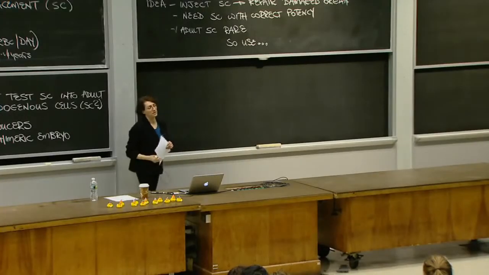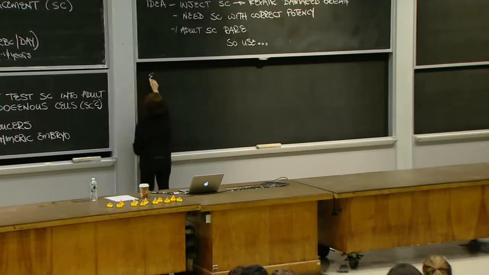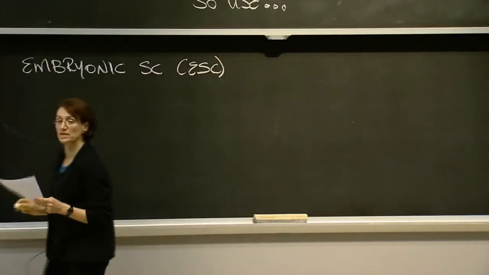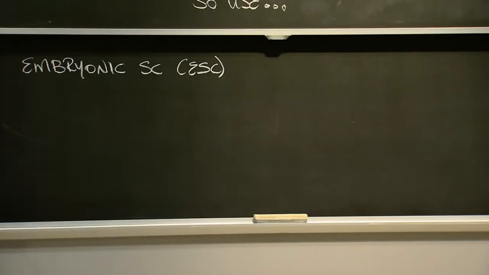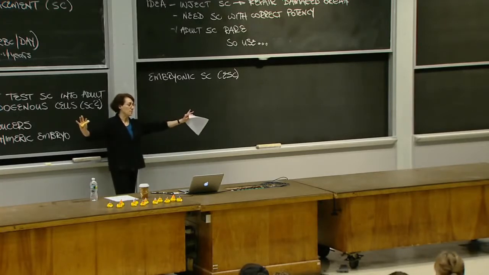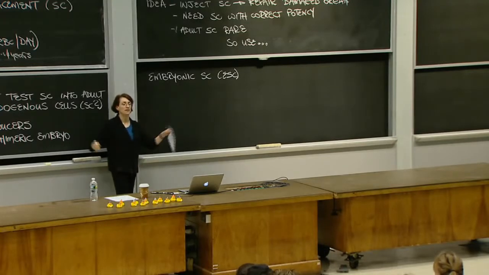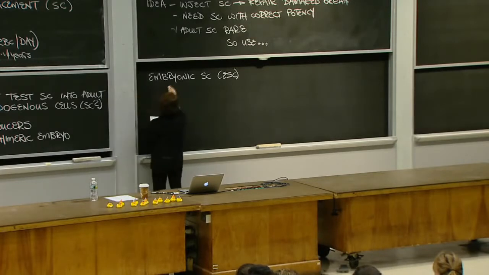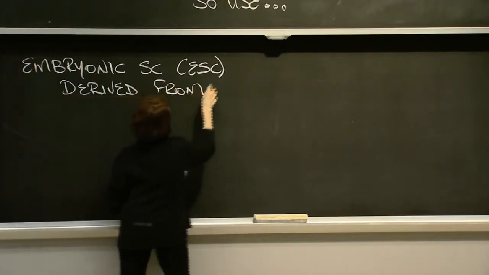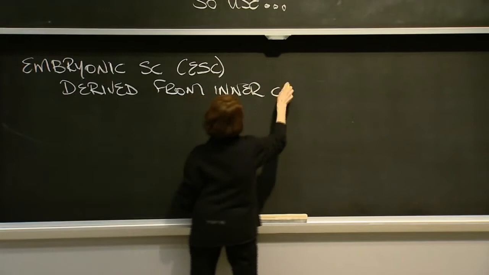come in two flavors. One are embryonic stem cells, abbreviated ESCs. Embryonic stem cells are cells that grow from the inner cell mass of an early mammalian embryo, and you can grow from them groups of cells that will keep growing in the laboratory for a long time and have variable potency. So the embryonic stem cells are derived from the inner cell mass of an early mammalian embryo.